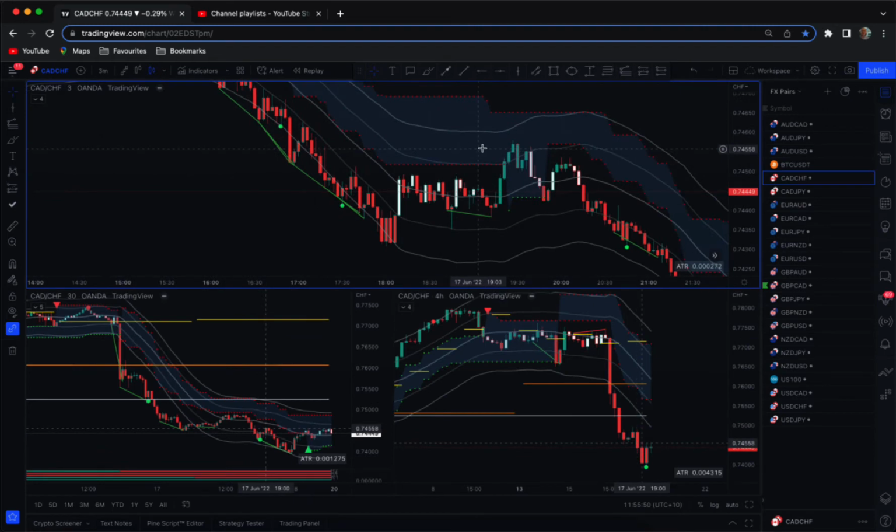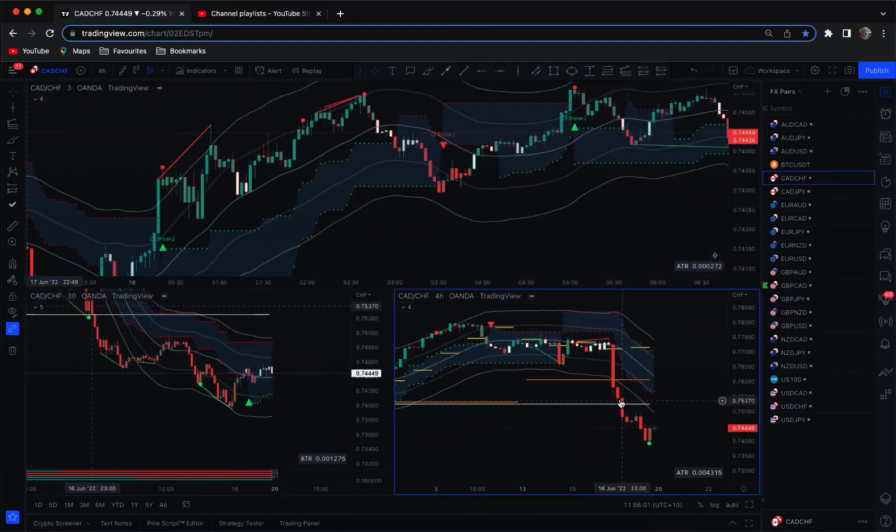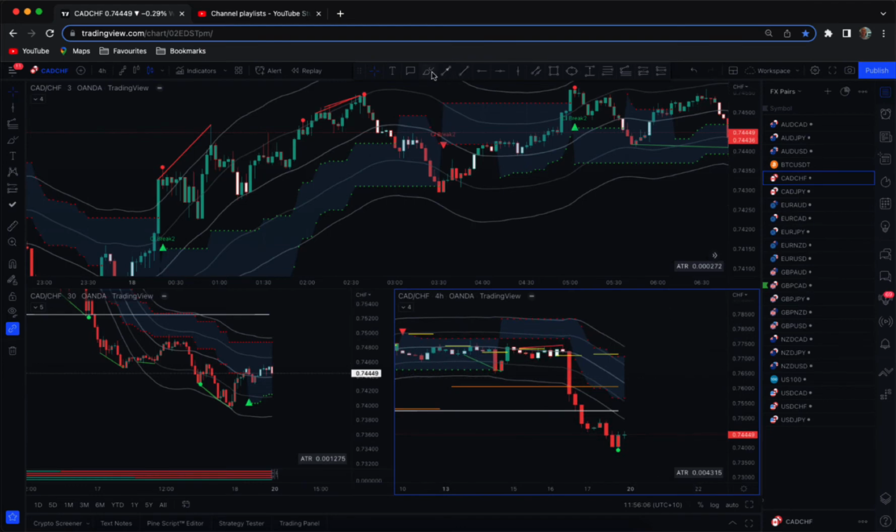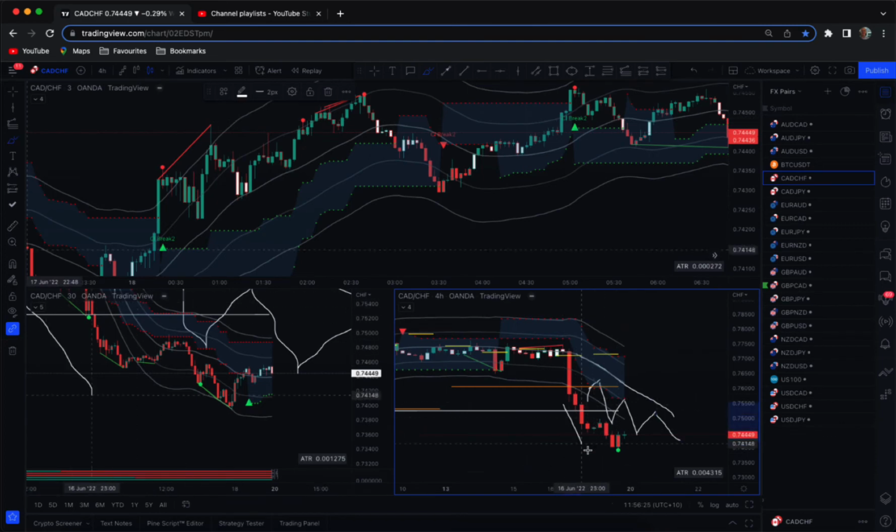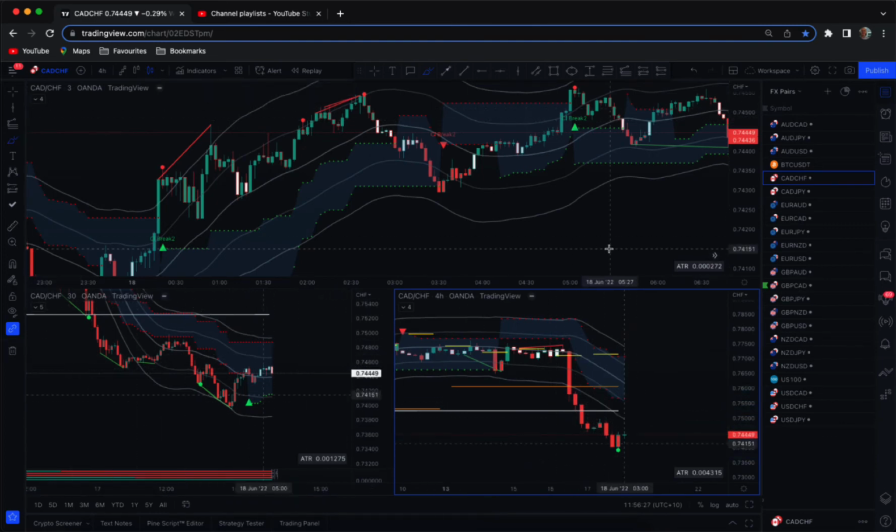What's this doing? CAD Swissy, here we go, look. It's pretty overextended as well. You want this to be retracing back into this midline. Yeah, it's trading under it, but it's overextended. It increases your risk, because if it's overextended, there's a good chance it's going to pull back into our midline here, the mean. So it's just increased risk. Take it if you like, but understand what you're trading.